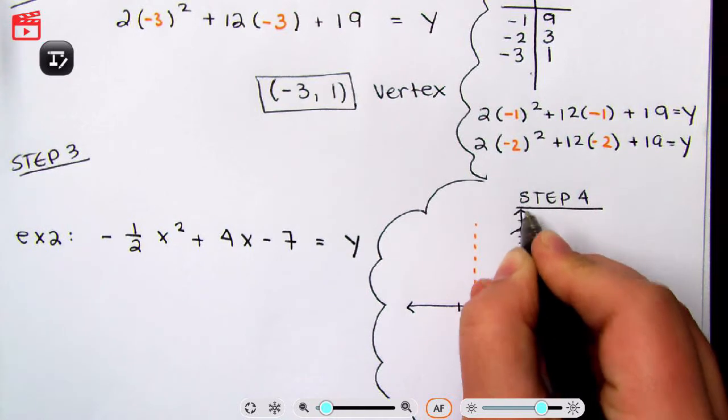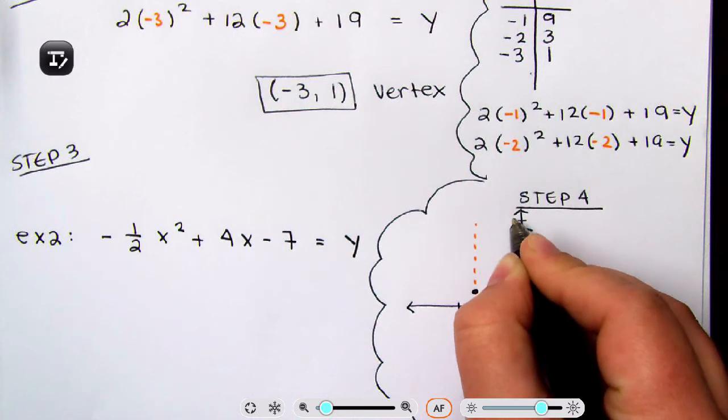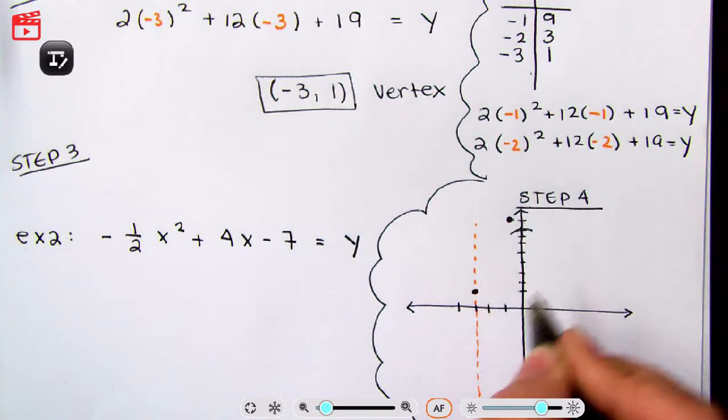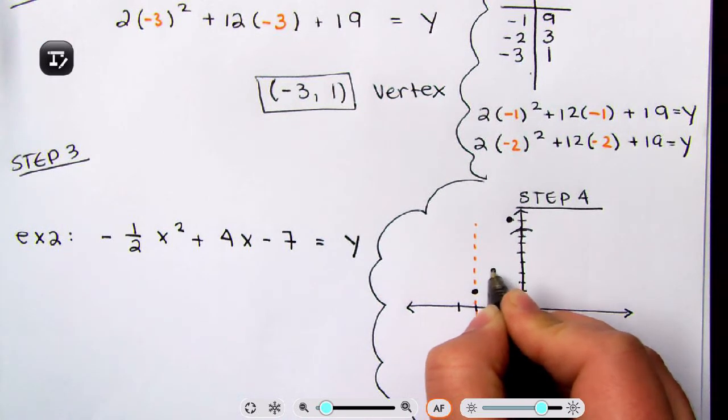Almost ran out of space, but that's okay. 1, 2, 3, 4, 5, 6, 7, 8, 9. So it's negative 1 and 9. And then I have negative 2 and 3, which is here.